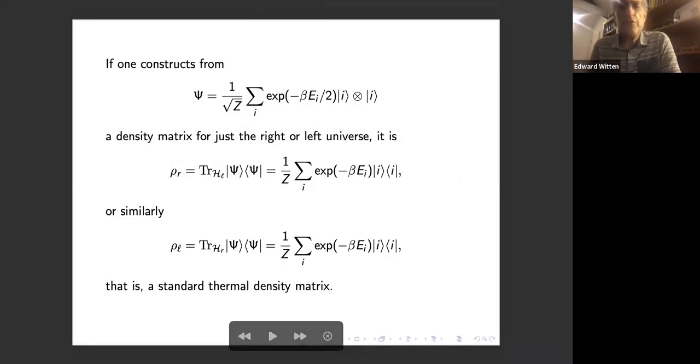And if you construct from the thermofield double state a density matrix for just the right universe or just the left universe, you'll get a standard thermal density matrix. That's actually why it's called, this time I did write it here on this page, with the 1/2. The 1/2 is important in getting this answer. When you take a partial trace over the left or right space, you'll get a standard thermal density matrix for the one you don't trace over.